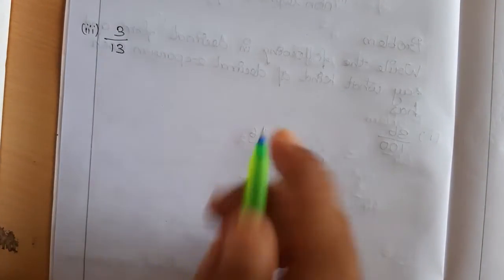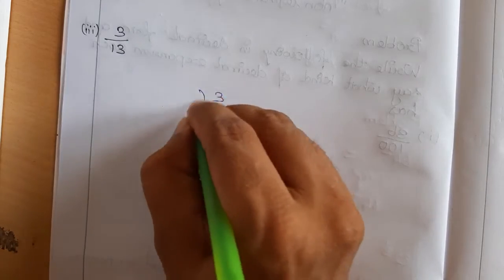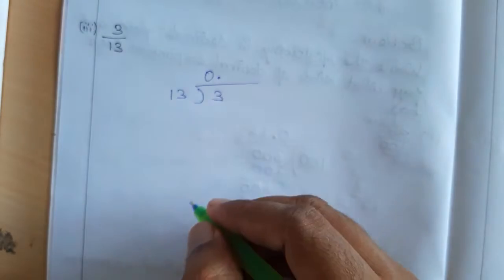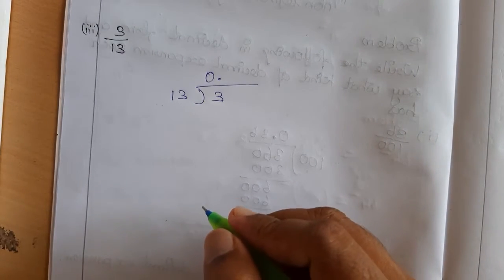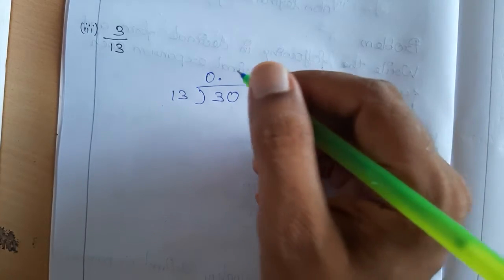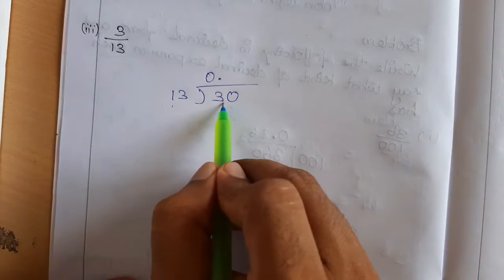So here we go for the next problem. 3 divided by 13. We have to divide 3 by 13. It is very less, so we can add a 0 and a decimal point. So we can add a 10 here, which makes it 30. 13 is less than 30.